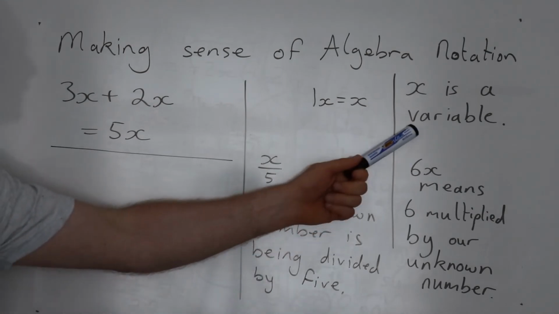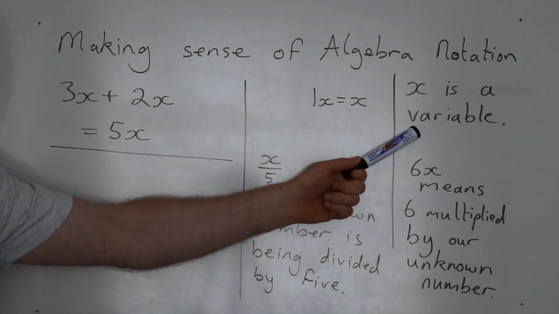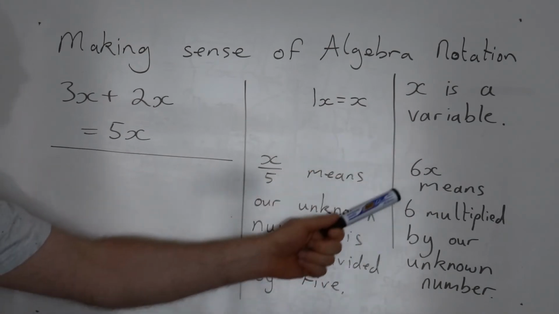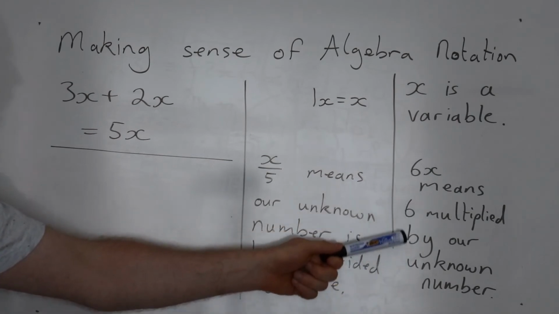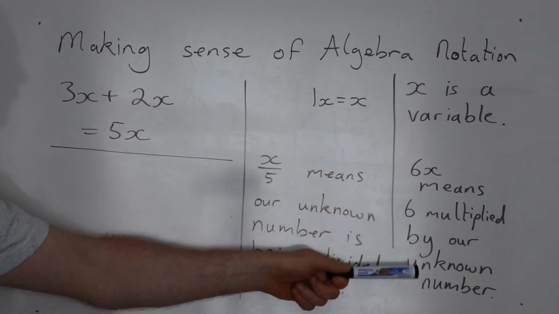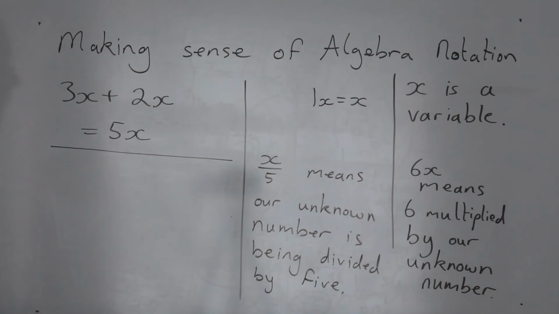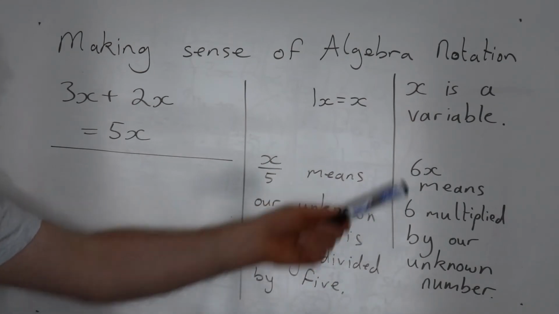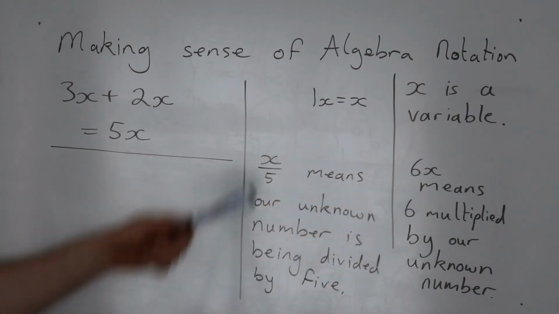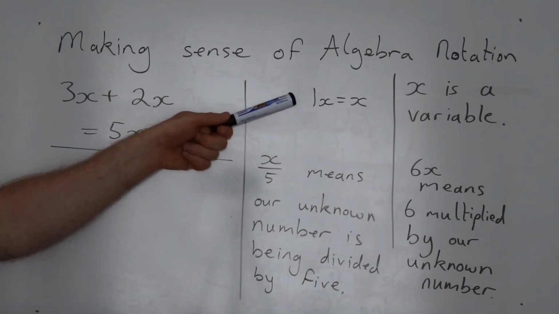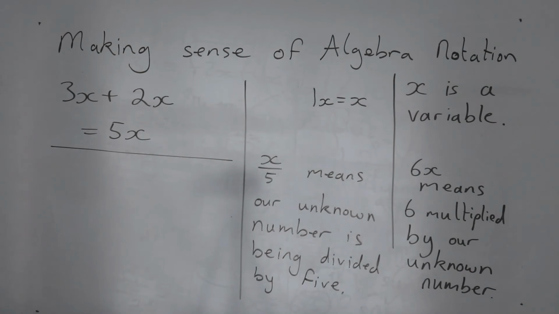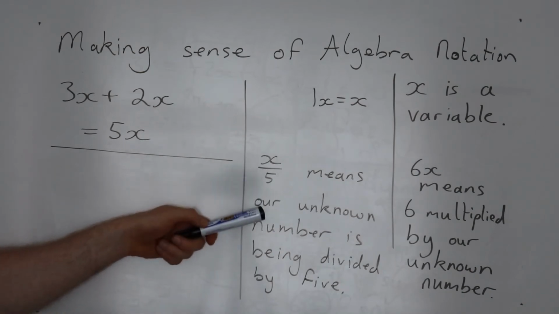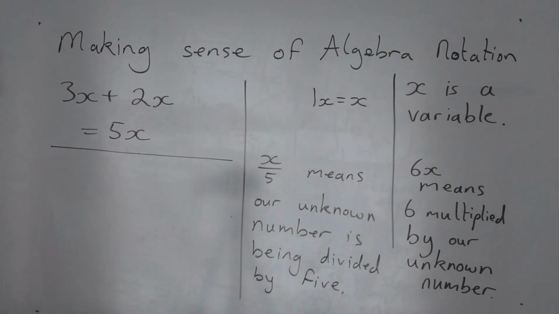So far we've seen x as a variable. You can also call it an unknown. We've seen that a number multiplying the x means the number, 6 in this case, multiplied by our unknown number. We call the 6 a coefficient. We've seen that 1x is the same as x. We also saw that both of these are positive. We've seen that x over 5 means our unknown number is being divided by 5. We've seen that we can add them.